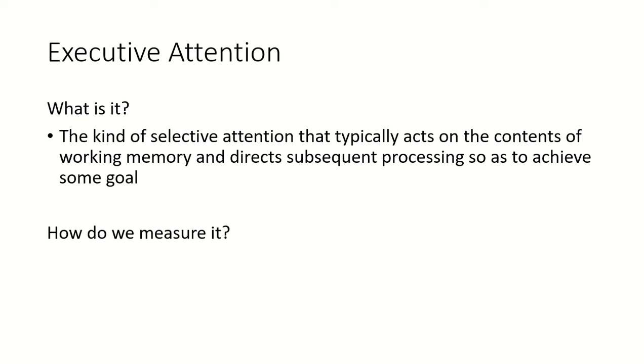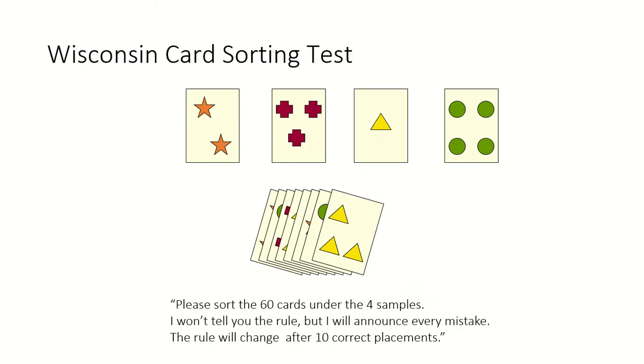So this sounds like a whole mouthful, but it's basically what keeps us on track as we work through particular tasks. I think it will become more clear what it is when I explain to you how we, for example, can measure it. And a common measure for this, which actually gets used in clinical settings a lot too, is the Wisconsin card sorting test.